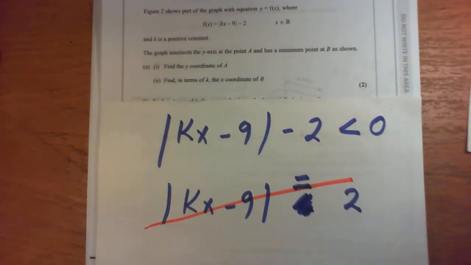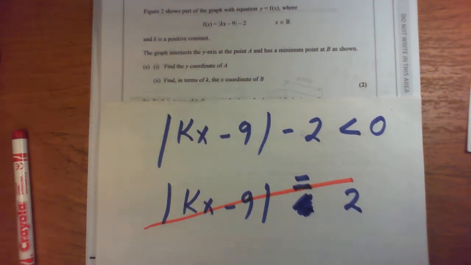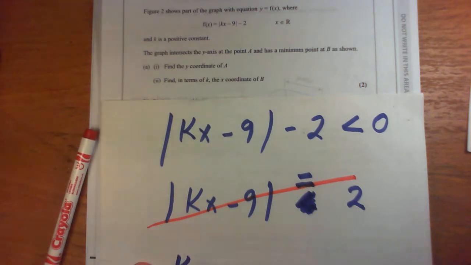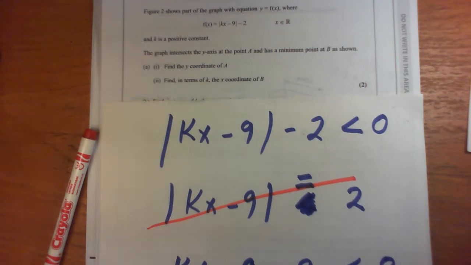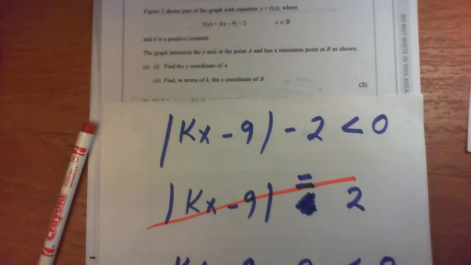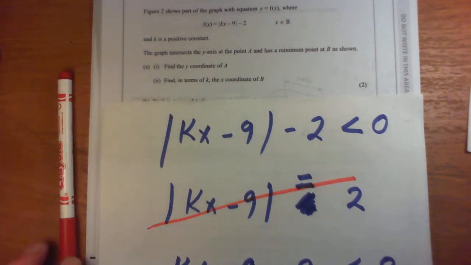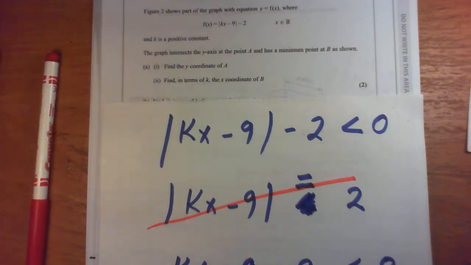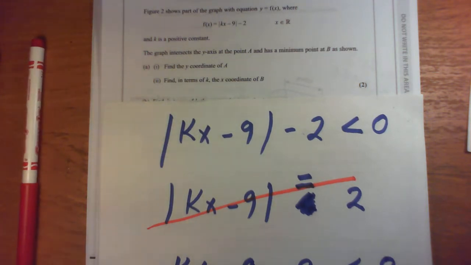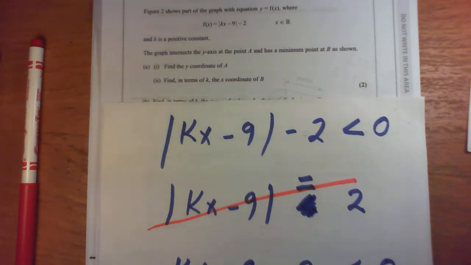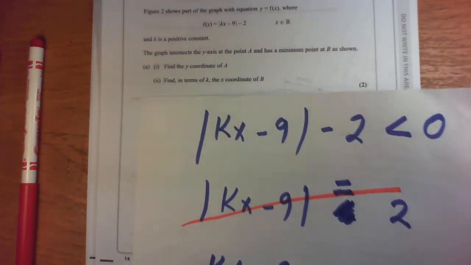What you really need to do is just look at the two situations. You look at the situation where kx minus 9 minus 2 equals 0, and then you look at the other situation where minus kx plus 9 minus 2 equals 0. That's really what you do in any situation where you've got inequalities. You split it down into the two situations like that. It's not the most elegant way of doing it, but it's the most practical way, and it's the one that's going to get you the answers in the most direct way.